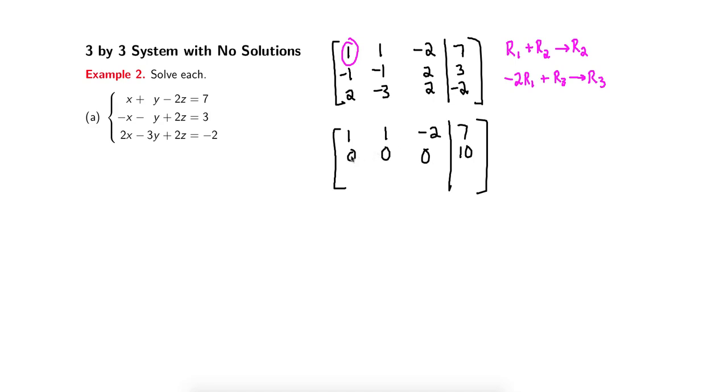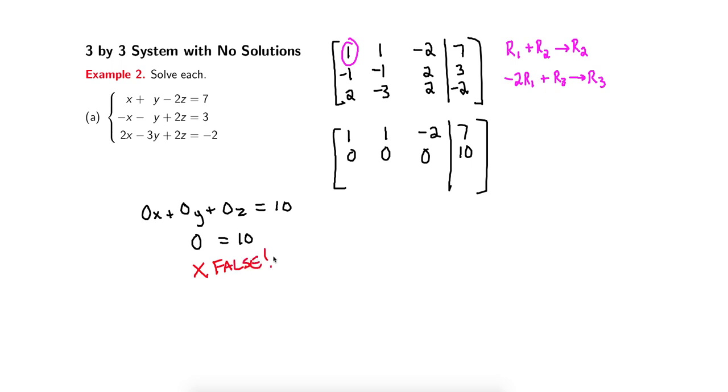That means 0x plus 0y plus 0z equals 10. So again, this second row indicates that 0 times x plus 0 times y plus 0 times z is going to equal 10. Well, as we know, we can't multiply 0 by anything and get anything but 0. So this is 0 plus 0 plus 0, and 0 equals 10. That is a false statement.